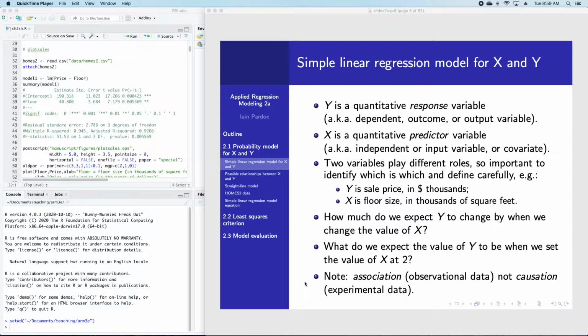One thing to be careful of here is we're not thinking of this in terms of causation, so we're not saying that increasing the floor size necessarily causes the sale price to increase. We're merely modeling an association between the variables. So we're thinking in terms of observational data rather than experimental data. So we have to keep that in mind anytime we're interpreting the output from a simple linear regression model, that we're talking in terms of association and not causation.